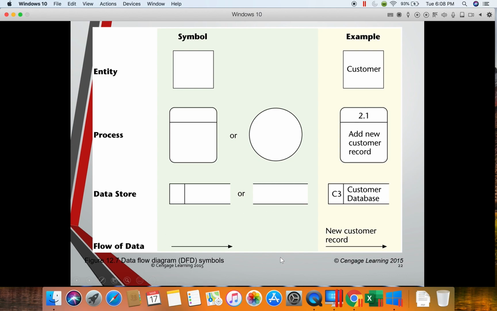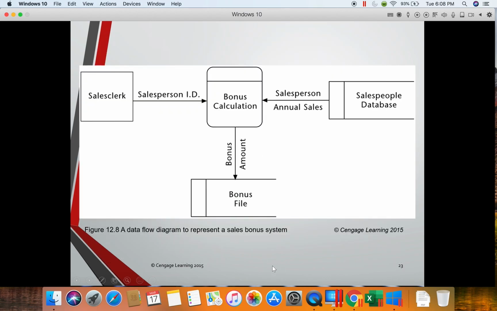Here is another example of data flow diagram symbols. And this is an example of the data flow diagram. We have the sales clerk providing their ID, along with the sales database that pulls in the annual sales and perhaps the percentages that that individual gets for a bonus. A bonus calculation is a process that generates the bonus amount, which is going to be stored in the bonus file. So it's a very simple, easy design that we can follow.